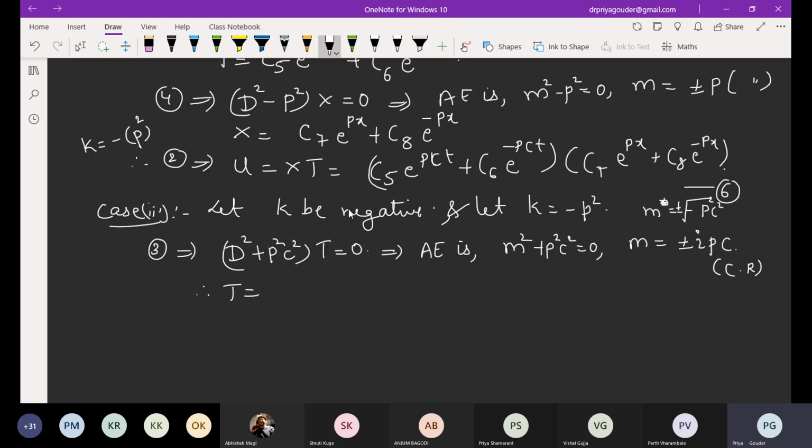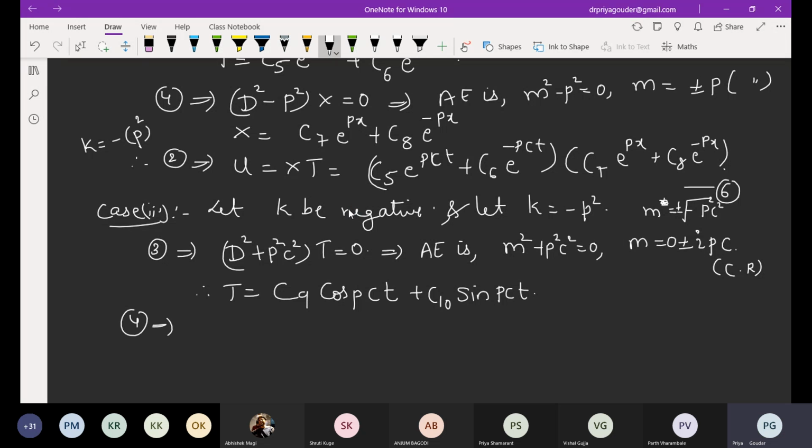What is the real part? See, 0, so need not worry: e raised to 0t is 1 only. How to write for plus or minus iPC? C9 cos of PCt plus C10 sine of PCt. The C8 is done, so you use C9. Am I correct? Anybody has any confusion? Please ask now. General concept.